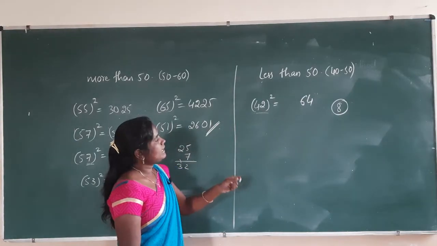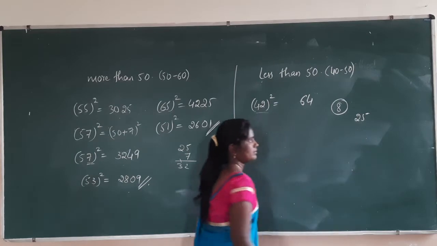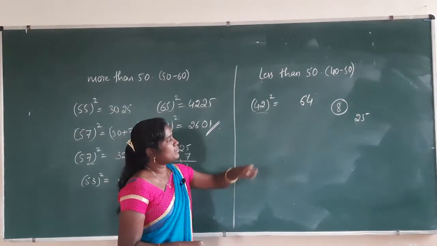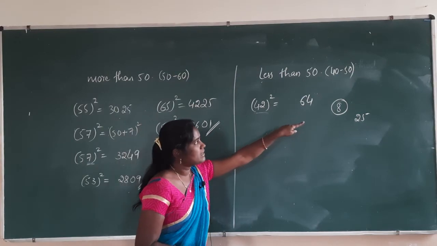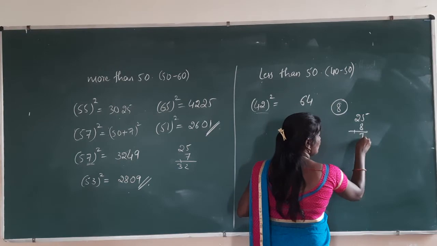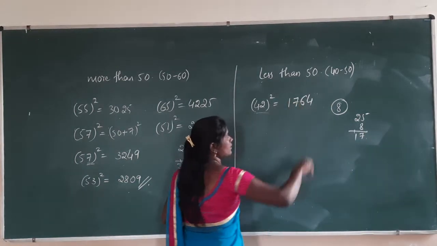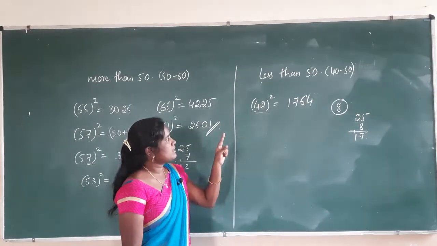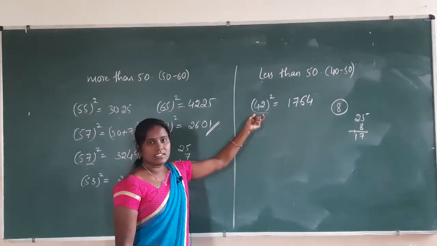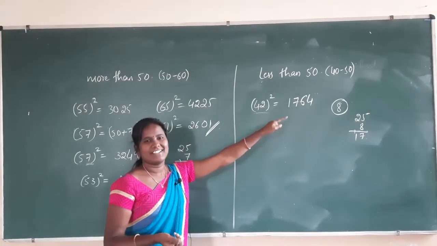Then in that 25, because 5 square is 25, what do we have to do? We have to subtract this 8. Subtract this 8, you are going to get 17. So, write that 17 here. The answer is 1764. Get the answer by actual multiplication, then both the answers are same.